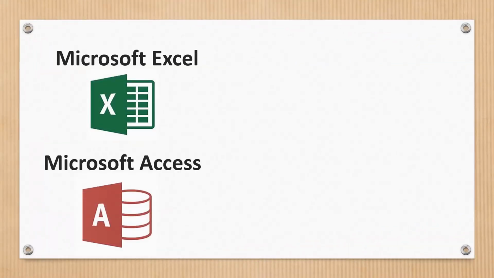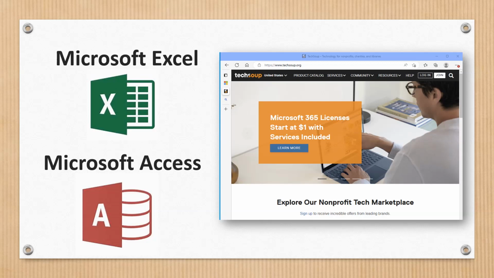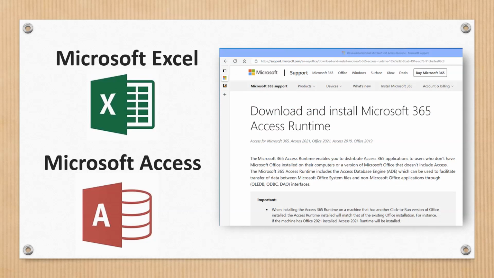Before you begin, make sure you have both Microsoft Excel and Microsoft Access fully activated on your computer. Nonprofits can get amazing deals on Microsoft licenses at TechSoup.org. Be sure to select a license that includes Microsoft Access. Alternatively, you can download a free runtime version of Access directly from Microsoft. But know that it does have limitations, and a full license is preferred.